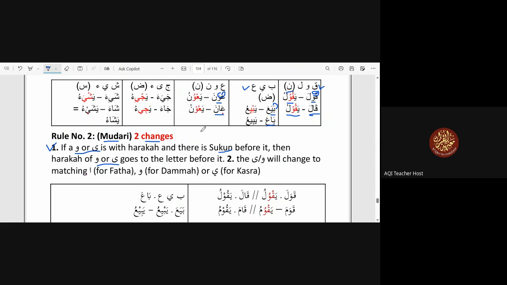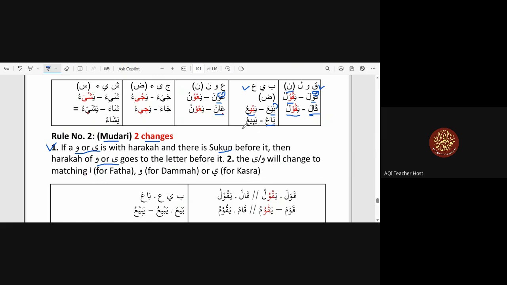Okay, so we have done the Madi, the rule number 1. Rule number 2, according to this rule, if waw or ya has got haraka and the previous letter has got sukun, then they will exchange the haraka, and after this exchange of the haraka, we will see the changes. So these changes happen here, because we can see the ya with kasra, and the previous letter ba has got sukun. So this kasra will come to ba and this sukun will go to ya, and this is the final result, and it is yabi'u.